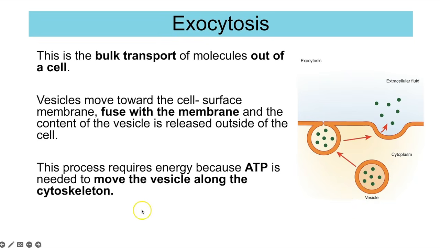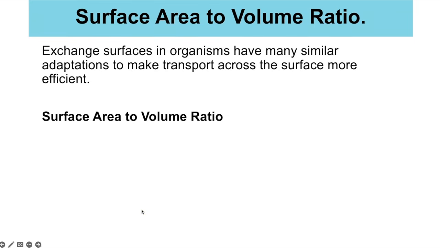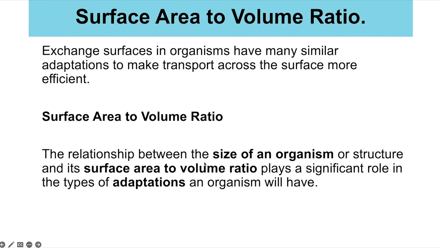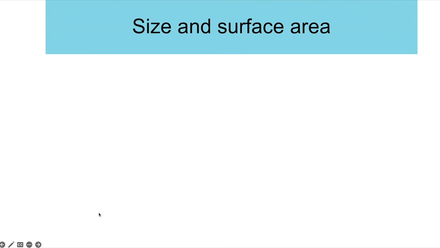Now, the surface area to volume ratio is key in considering how fast these types of transport can happen across the cell surface membrane. So exchange surfaces in organisms have very similar adaptations to increase this rate of transport. And surface area to volume ratio is one adaptation that we see. The relationship between the size of an organism or structure, so for example an organelle, and its surface area to volume ratio plays a significant role in the adaptations.